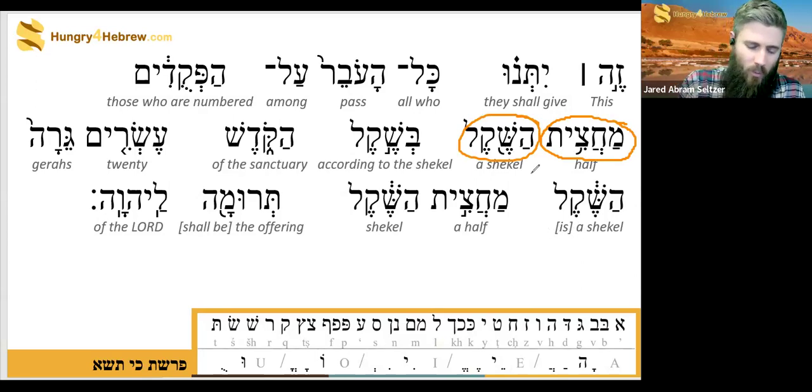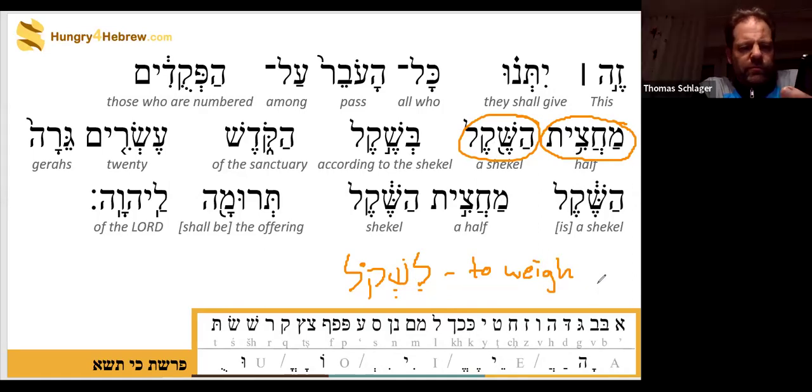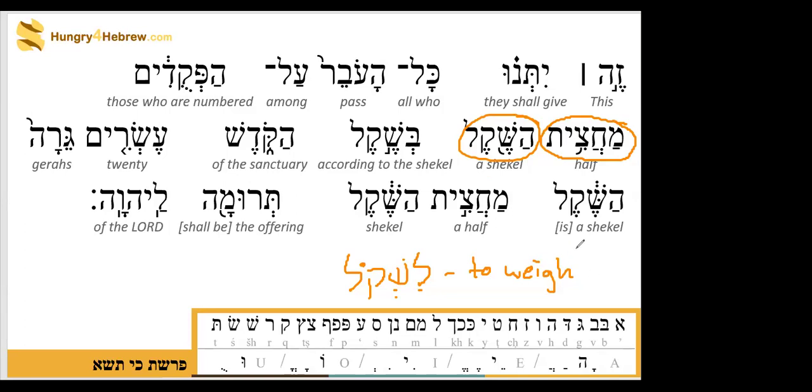Originally, a shekel is a weight of measure, but in modern times, a shekel has come to be a fiat currency denomination, like the new Israeli shekel. But if you want to weigh your options, you would do the action of lishkol, as a verb. So a shekel at one time was just a weight. I always thought of it as being a currency.